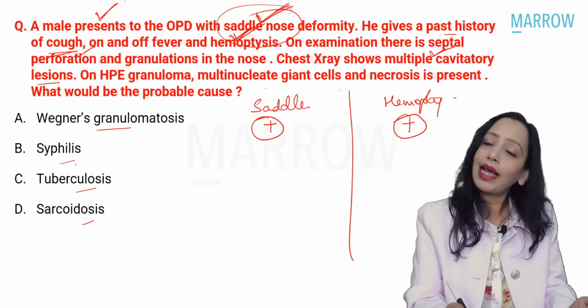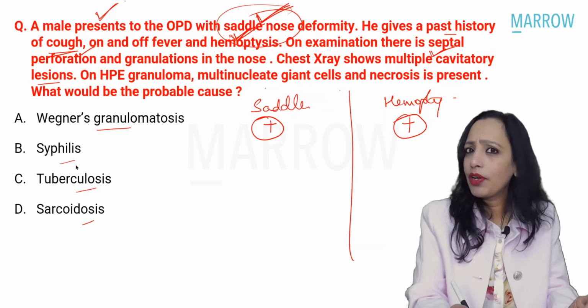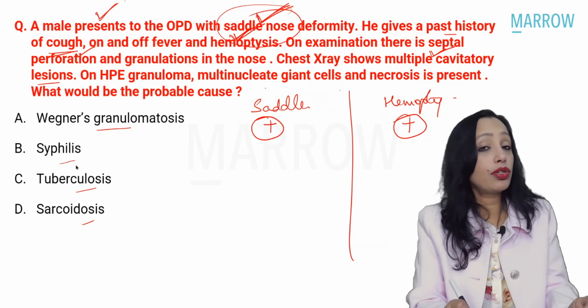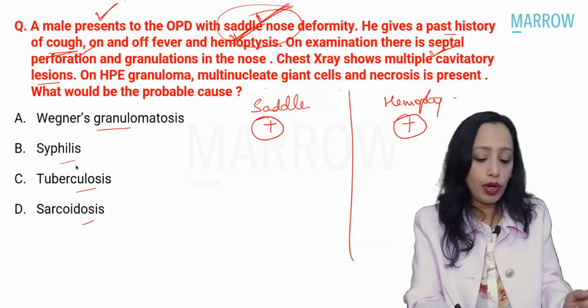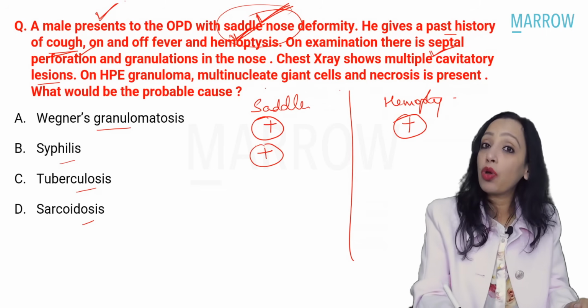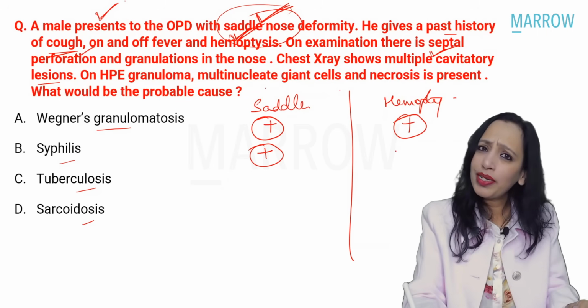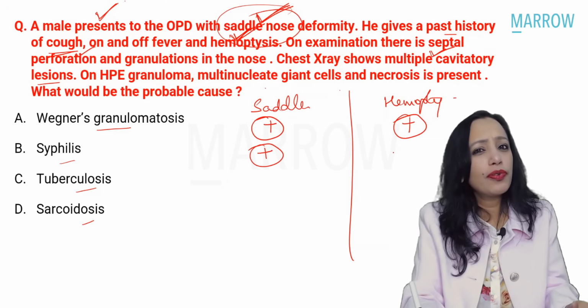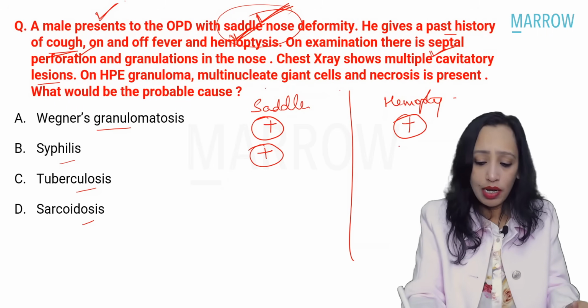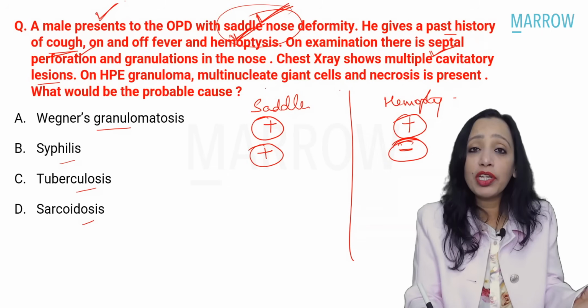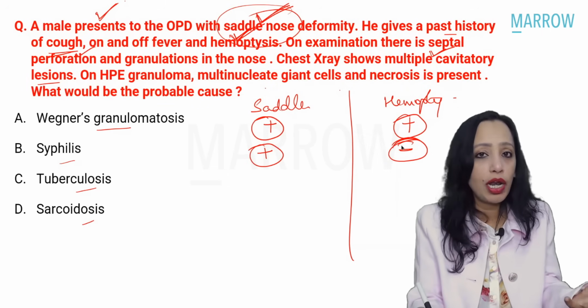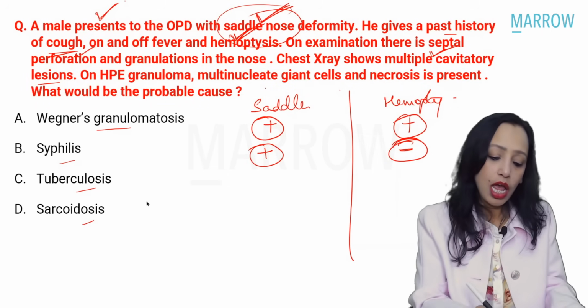In syphilis, can saddling be present? Does syphilis cause a lot of destruction of the nose? Does it involve the bony part? Does it involve the cartilaginous part? Yes, it can involve both. Saddling can be present in syphilis also. Hemoptysis as a presenting feature of syphilis? No. Lung involvement in syphilis is very unusual, and that too as a presenting feature. Hemoptysis, cavitatory lesions of the lungs? No, it will not be present.